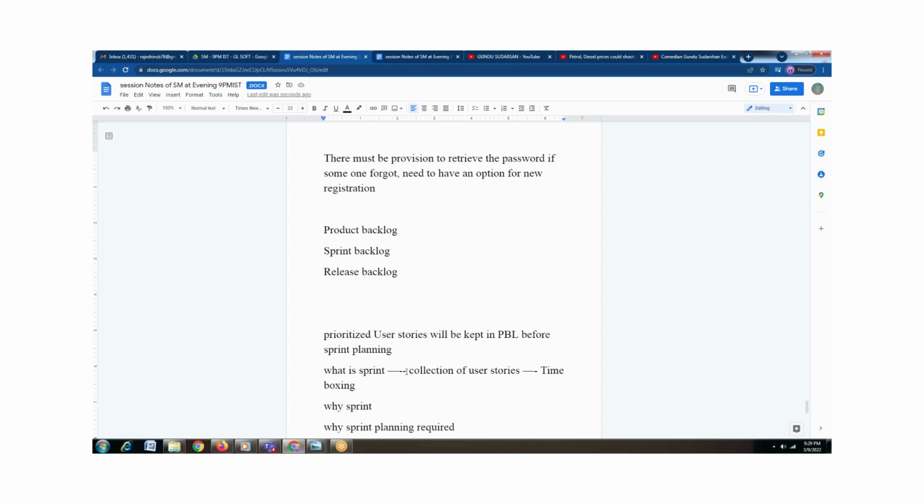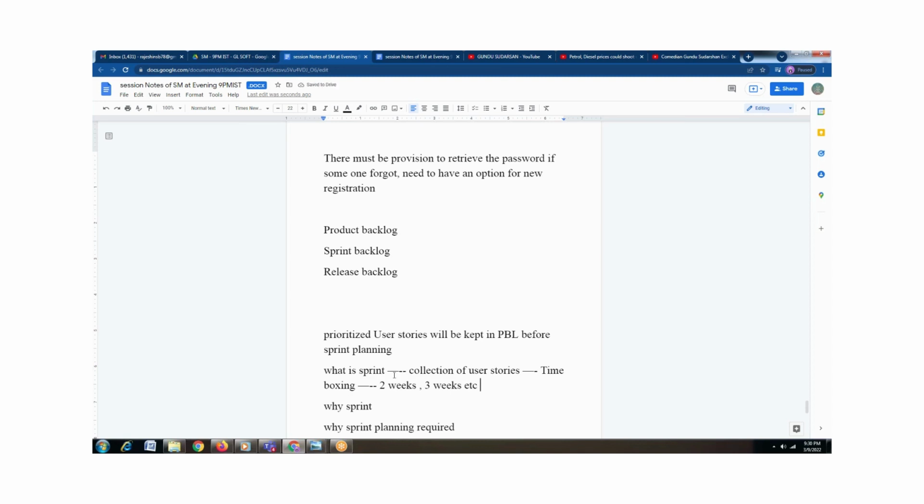So first of all, we have to know what a sprint is. A sprint is a collection of user stories which is time-boxed. Sprints will be of different types: sometimes a 2-week sprint, sometimes 3 weeks, 4 weeks, and so on. Now, why is a sprint required?